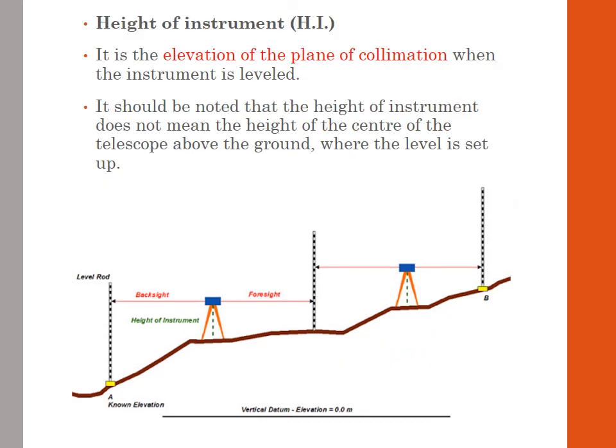The last terminology is height of instrument. If you look at this image, after the dumpy level is leveled on the ground, the elevation of the plane of collimation is termed the height of the instrument. The elevation or height of the plane of collimation is termed the height of the instrument. In this image it is shown with the green dotted lines. That is the height of instrument.